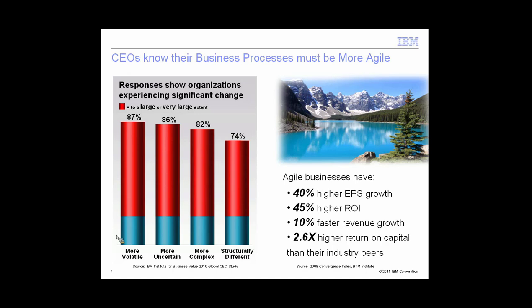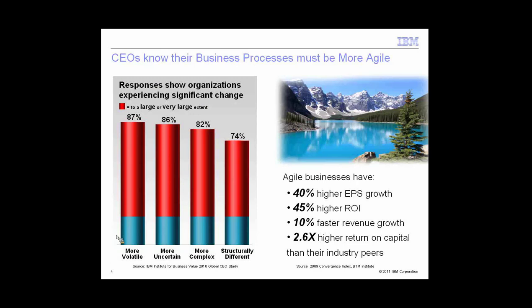And then looking at those across industries, again, those businesses that are more agile in those regards, you're seeing 40% higher EPS growth, 45% higher return on investment of IT investments, 10% faster revenue growth, and 2.6 times higher return on capital. So if you put those two together, you can see, boy, I really recognize that I need to do something dramatically different here. I need to be able to be more agile. And boy, if I was, there's a real bottom line impact for me.